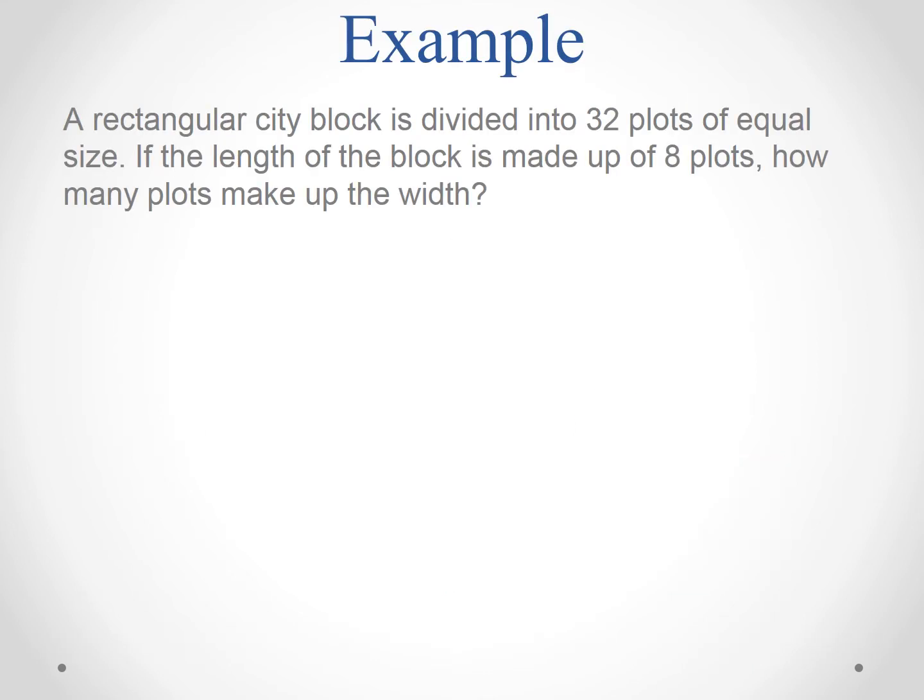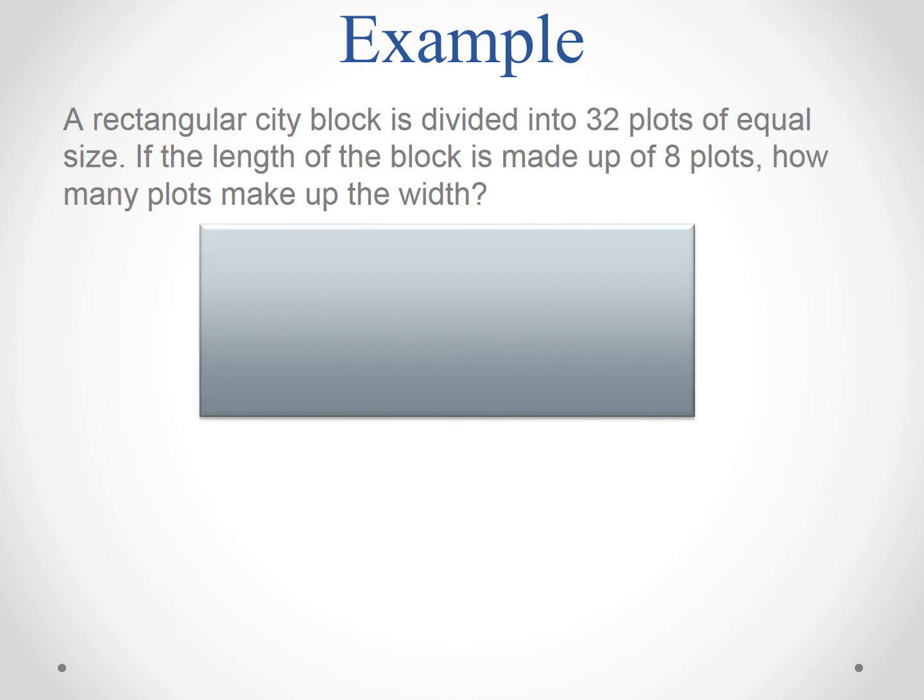In this example, a rectangular city block is divided into 32 plots of equal size. If the length of the block is made up of 8 plots, how many plots make up the width? So in this example, we have a rectangular city block, and we know that one of the dimensions, the length, is 8 plots. And we actually also know that the entire area is 32. So what we need to find here is the height, which we will label x for now.